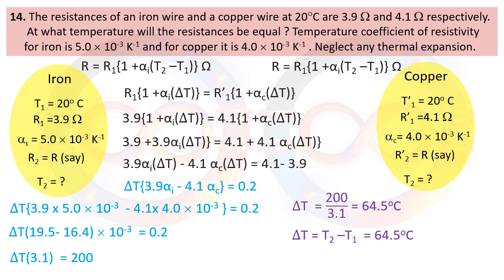And we know that delta T is nothing but T2 minus T1. So T2 is equal to 64.5 plus T1, and the T1 value is given as 20 degrees Celsius. So on adding, it is 84.5 degrees Celsius.